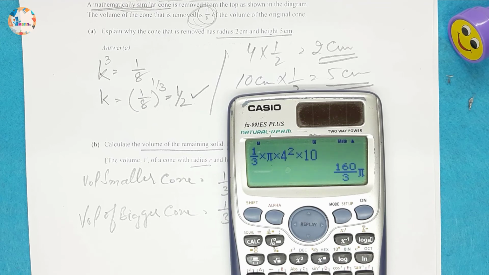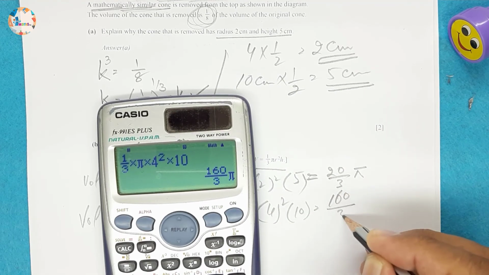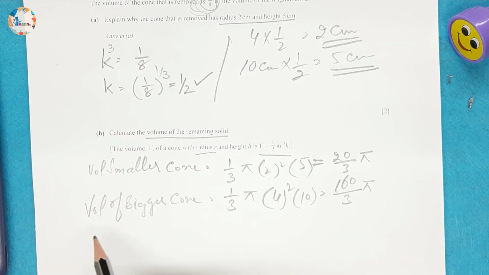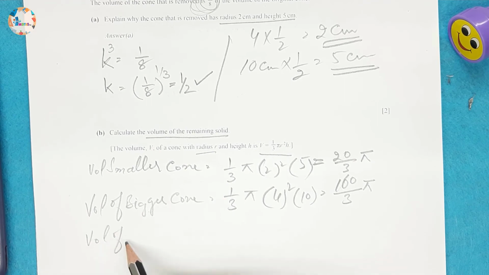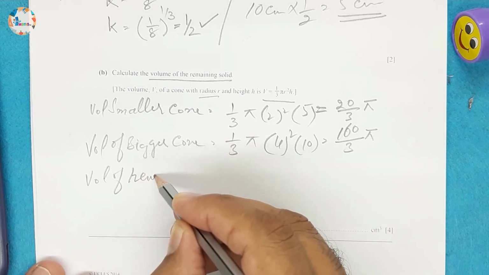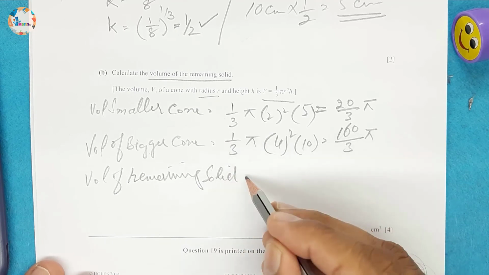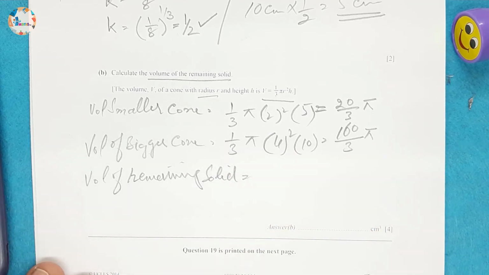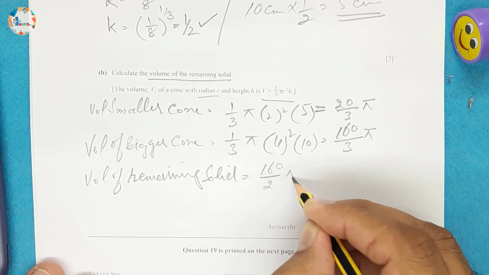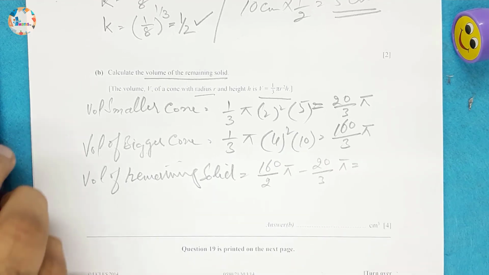So this will be the volume, which is 160 over 3 pi. Now we will subtract the volume of the remaining solid. Volume of remaining solid will be equal to 160 over 2 pi minus 20 over 3 pi, and this one is already written over here.